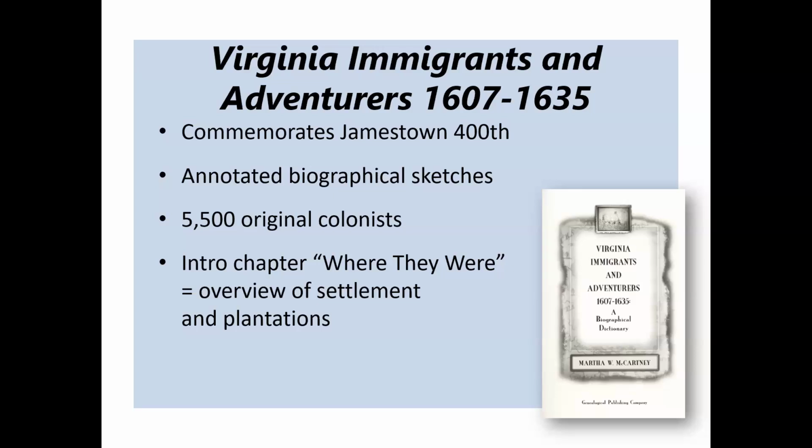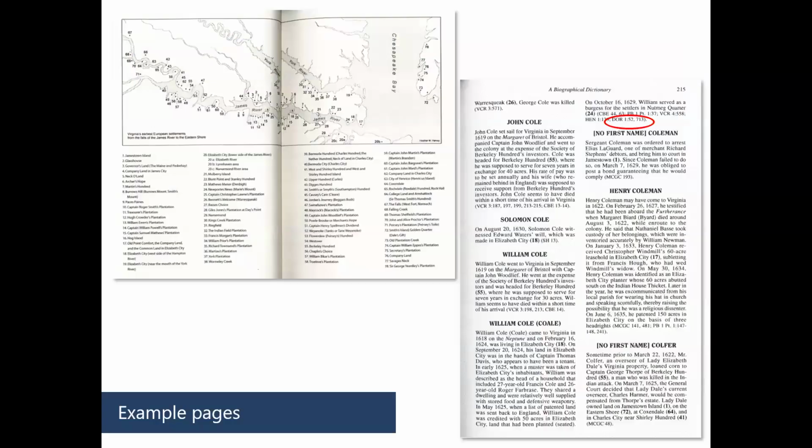In addition, there is a chapter on specific folks that helps to give you a good understanding of the earliest settlement and plantations. And here we see the map section showing those settlements. But what we're really paying attention to, of course, are the mini bios on the individuals within this publication. However, more importantly is the source citations.